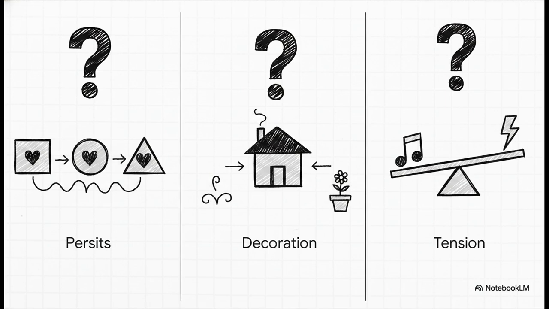Number 1, what's the one thing that always stays the same no matter what else changes? That's the melody. Number 2, what's just decoration? What could you strip away without losing the real essence? And number 3, this is a good one. Where's that sweet spot? That tension between what feels familiar and what feels surprising? Because that's where the most powerful melodies are born.